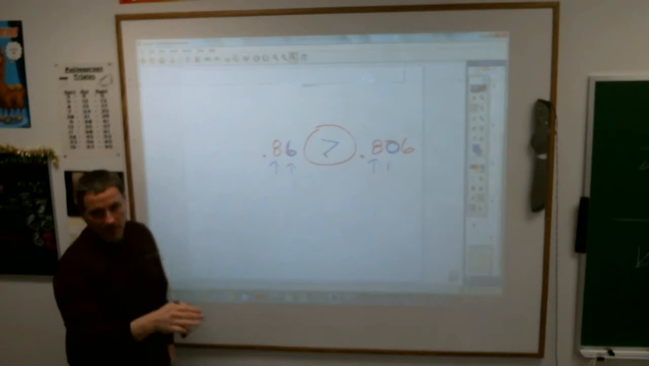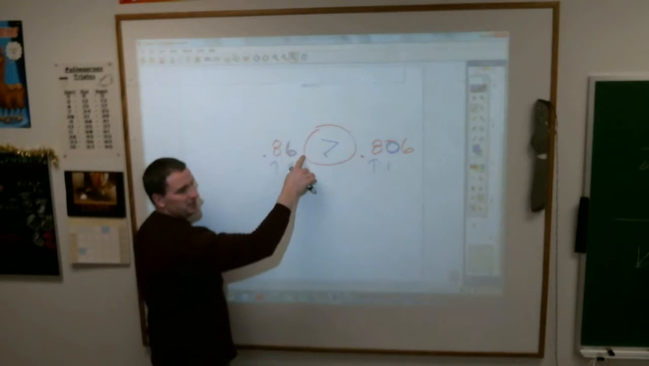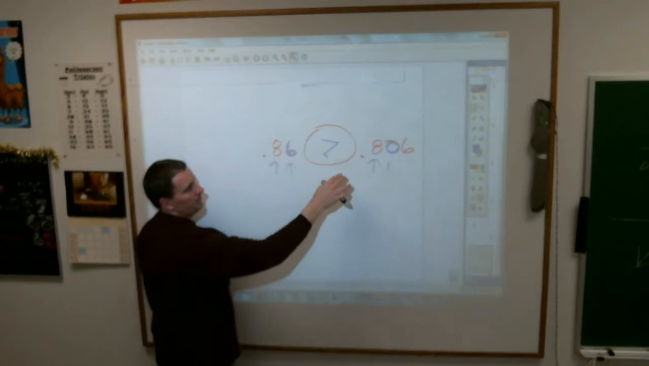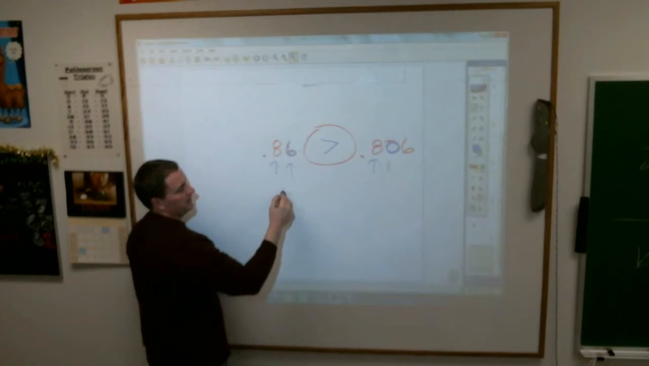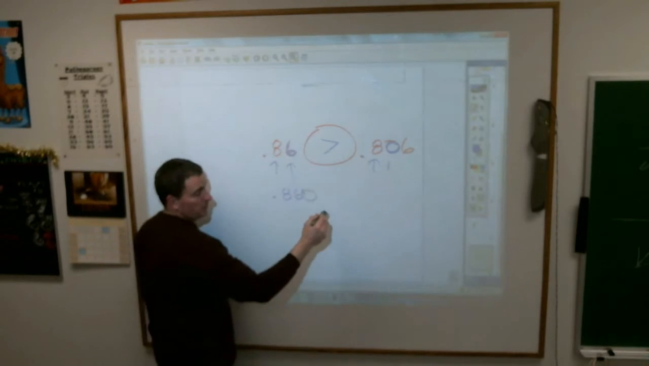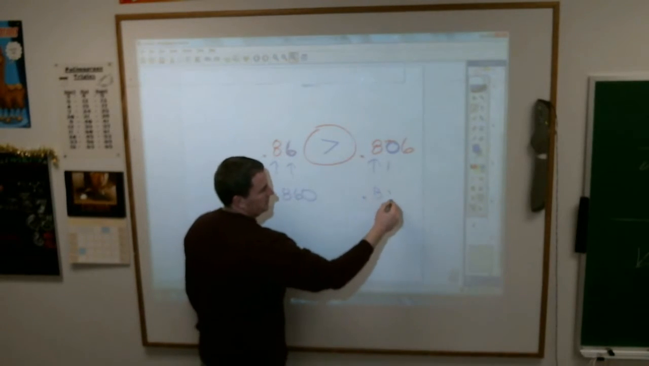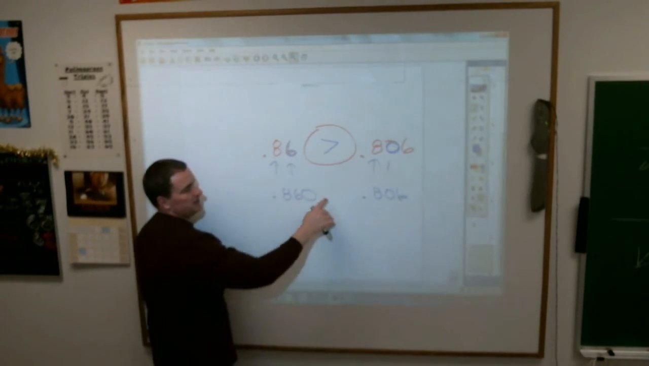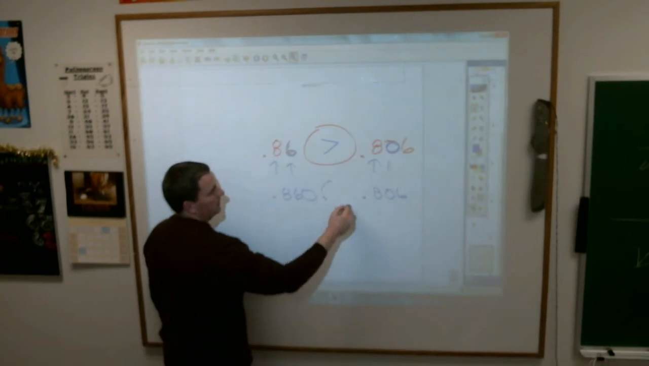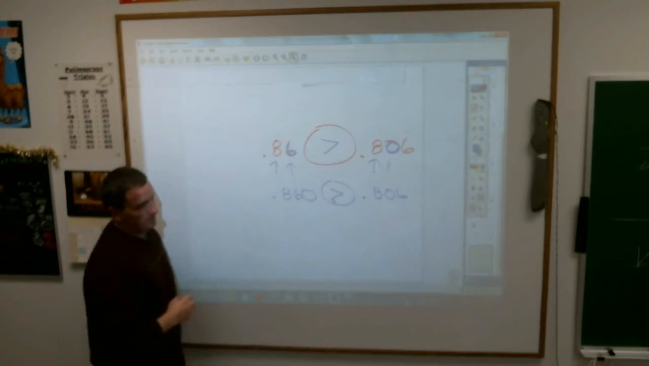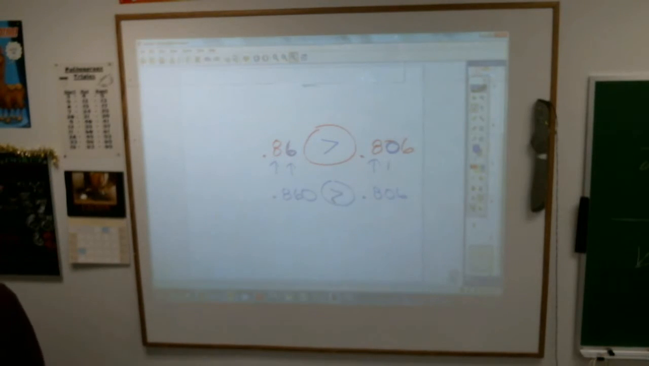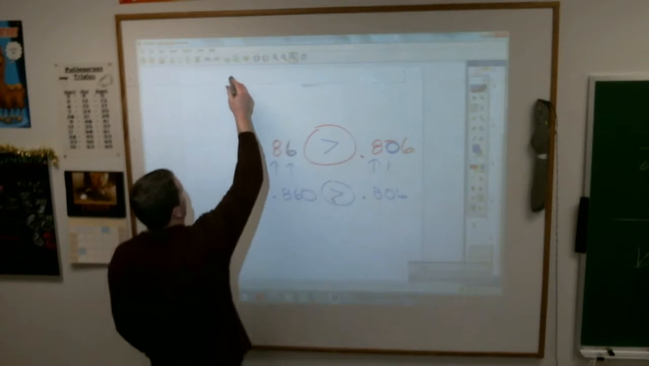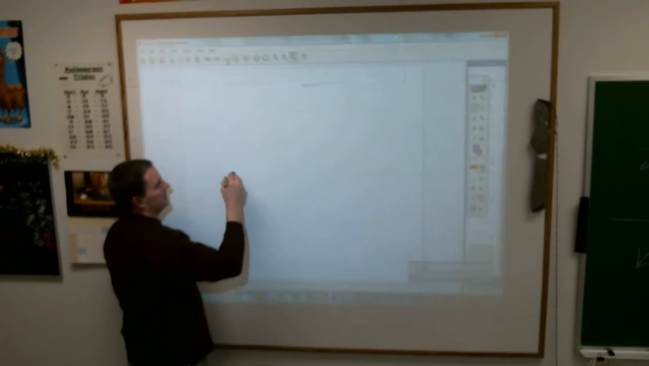Another way to think about it would be you can always add zeros at the end of decimals. So if this has 3 decimals, I can make this have 3 decimal places and write it like this. This would be 860 compared to 806. Now what's bigger, 860 or 806? 860 is bigger. Okay, so it's not about how many digits a decimal has, it's about what digits are in what place.